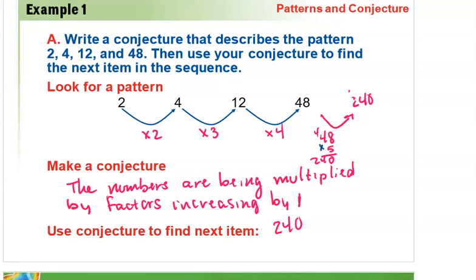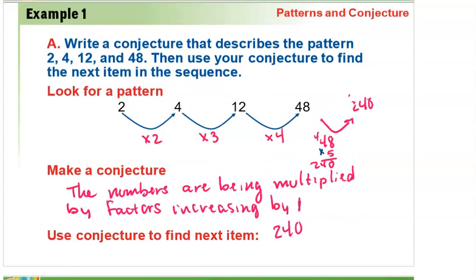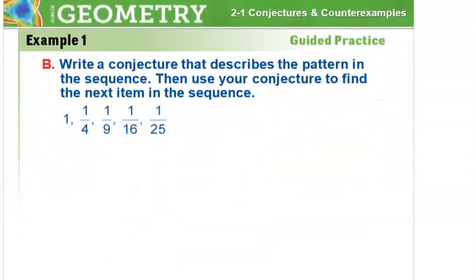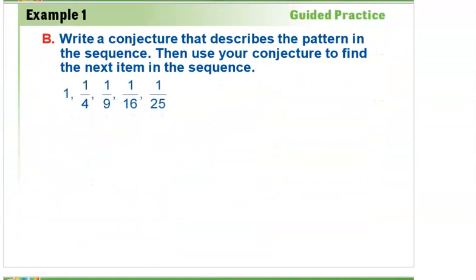So the conjecture, yours could be different than mine. In fact, the process could actually be different too, but it should be something that is predictable, that says what's happening. And then you're going to use inductive reasoning based on that pattern to find the next item. Okay, here's another one. Let's see if you can pick up this pattern. Pause the video, try it.